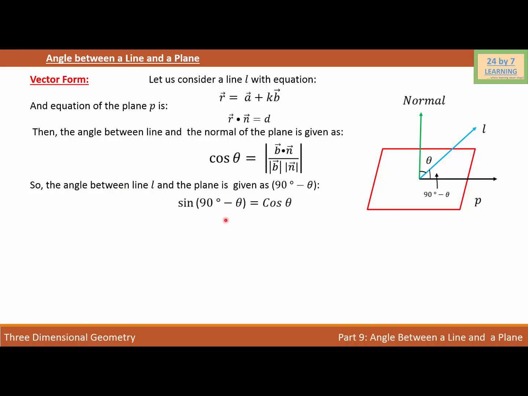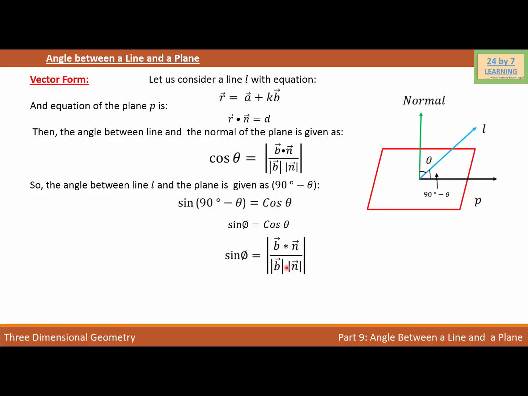So we can write sine of 90 minus theta, which is cosine theta. And let this angle, 90 minus theta, be phi. So I can write sine phi is equal to cosine theta. And as you know, cosine theta is equal to this value right here, so I'm going to bring that value over here. So I can write sine phi is equal to the same value.